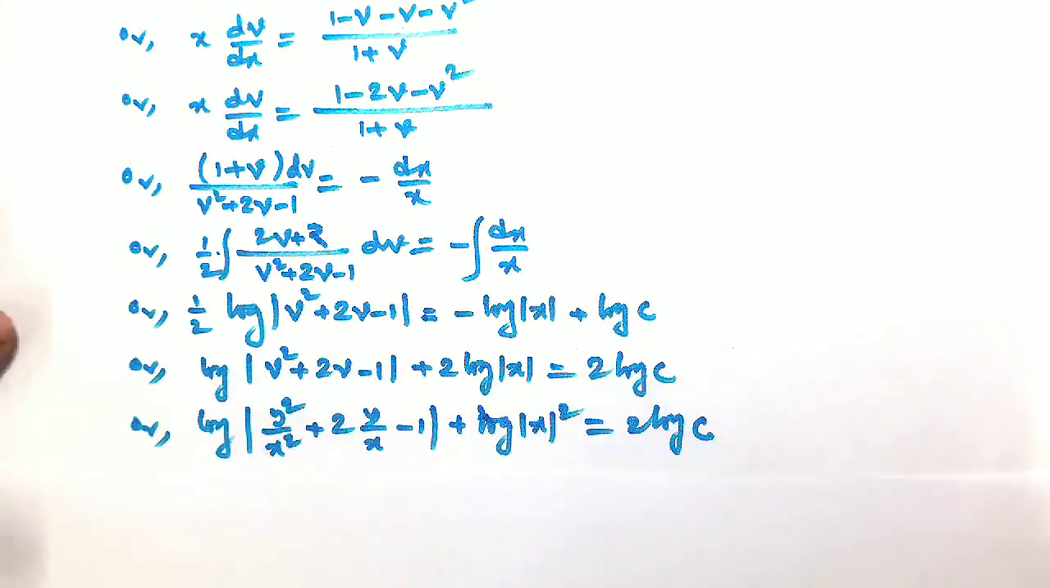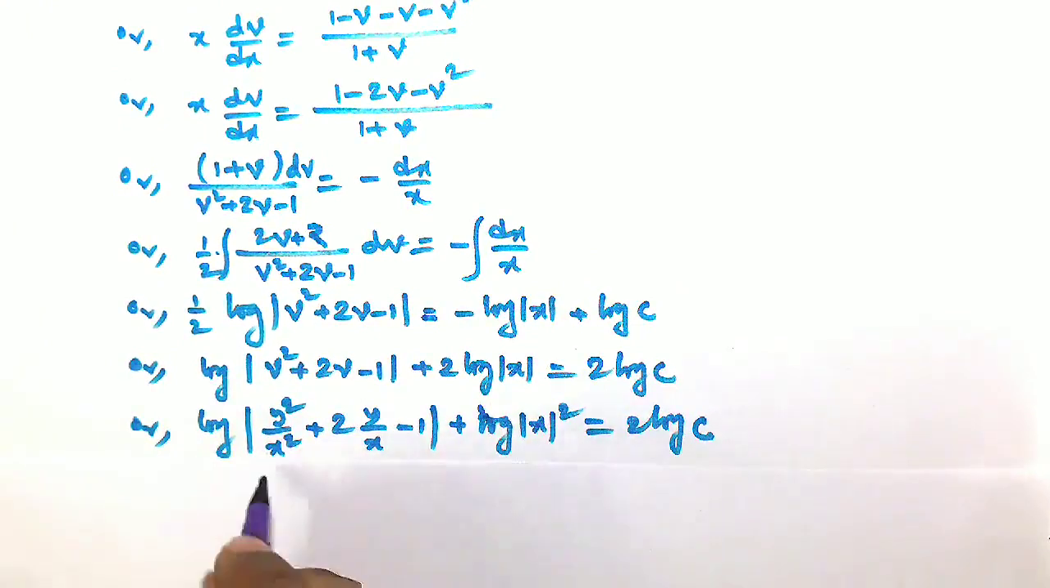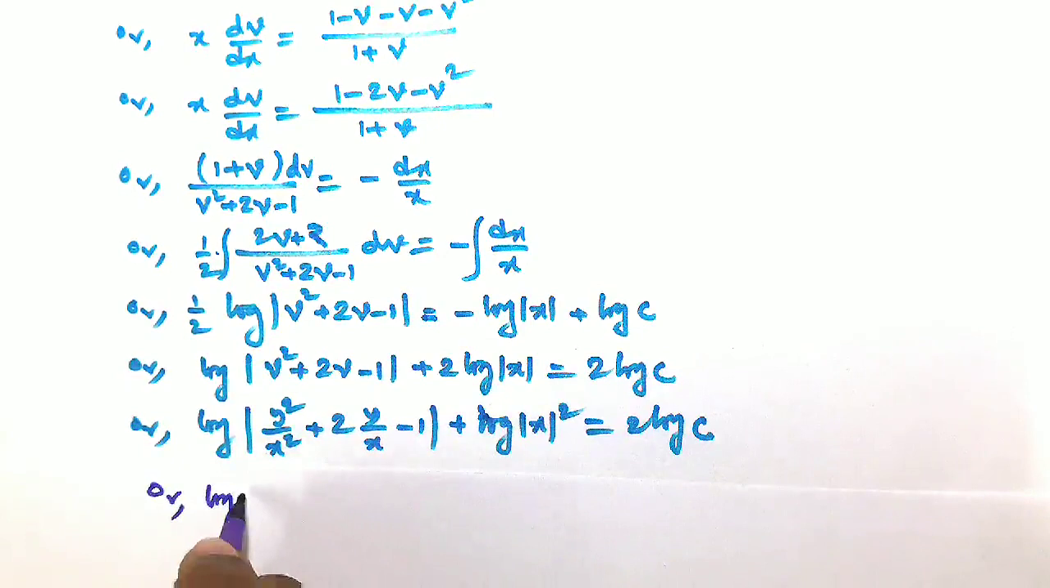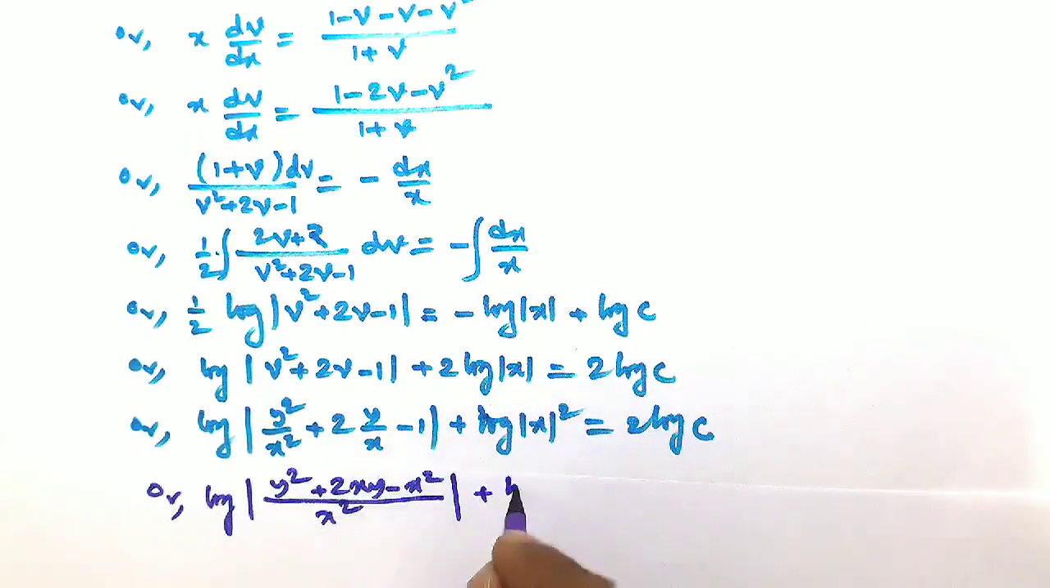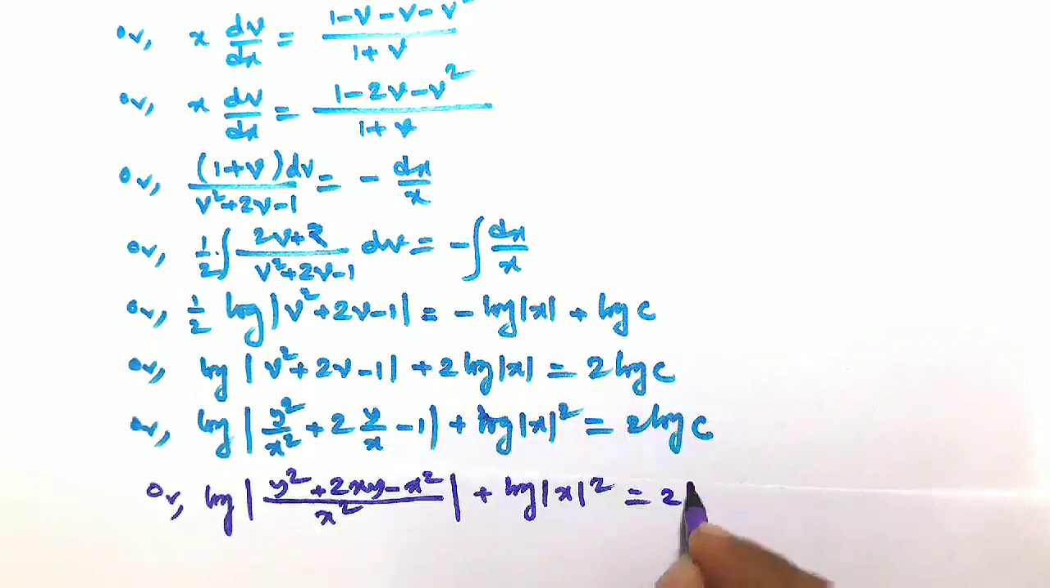So friends, the LCM will be only x square. So this is log of x square. So this is y square plus 2xy minus x square plus log of mod x square is equal to 2 log of c, isn't it?